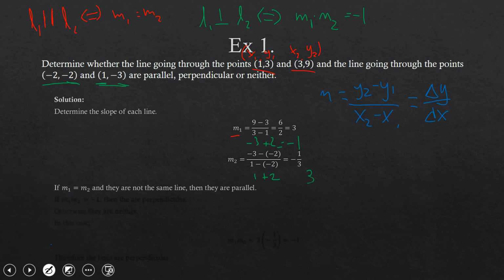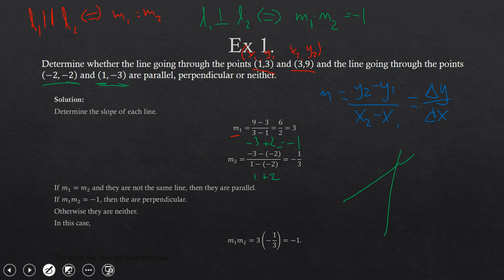Okay. So if M1 is equal to M2 and they're not the same line, then they're parallel. And if M1 times M2 is -1, then they are perpendicular. And if neither is the case, then they're not perpendicular, they're not parallel, and that's actually the vast majority of lines. Most lines aren't parallel or perpendicular.